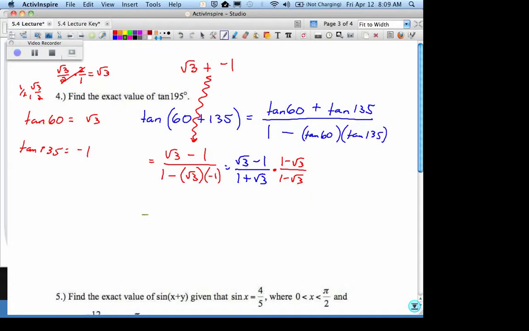So then that turns out to be 1 minus 3 on the bottom. All you have to do is multiply the bottom first and last. You don't have to worry about the outers and inners. But on top, you do have to do some foiling. So this is going to be root 3 times 1. Root 3 times negative root 3 gives me negative 3. Negative 1 times 1 is negative 1. Negative 1 times negative root 3 is positive root 3. Now we simplify.